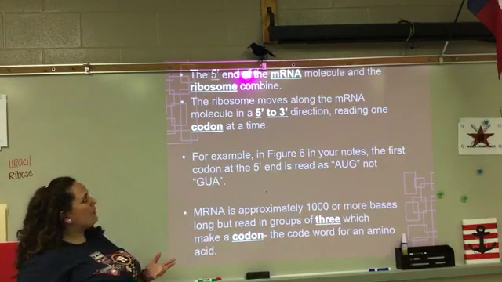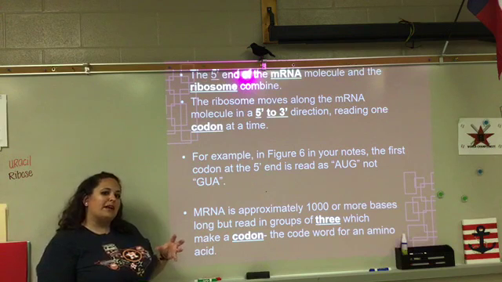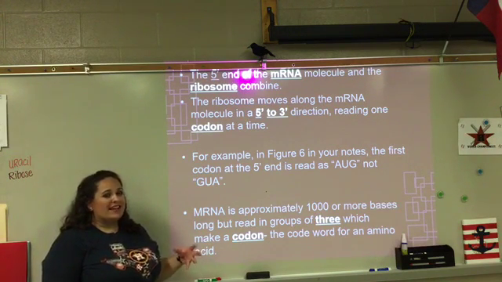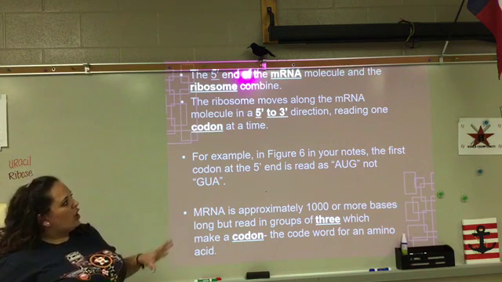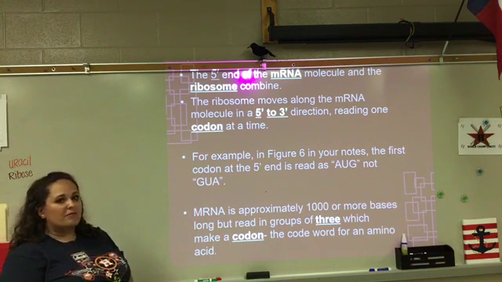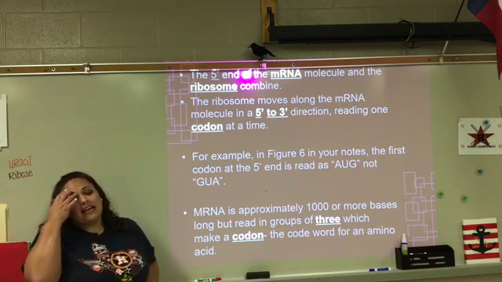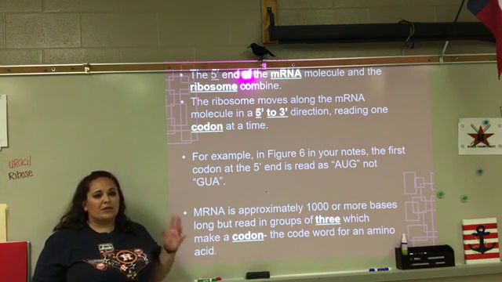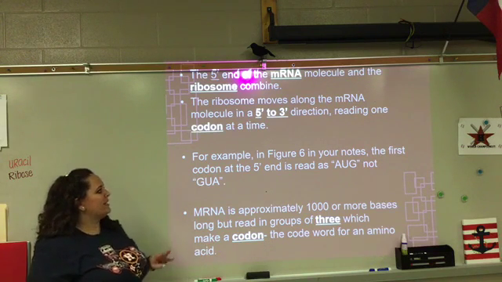What's going to happen is the 5' end of the mRNA molecule is going to combine with the ribosome. Now the ribosome is already made up of protein and the RNA called rRNA, which is ribosomal RNA. That ribosome is going to move along the mRNA molecule in a 5' to 3' direction, reading one codon at a time. If you remember last class, we mentioned that a codon is 3 nucleotide bases on the mRNA strand, so 3 letters at a time.